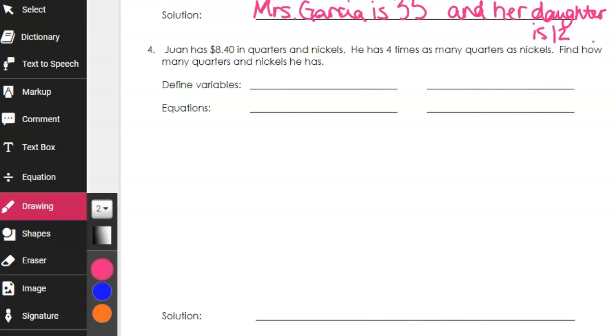Number 4 says that Juan has $8.40 in quarters and nickels. He has 4 times as many quarters as nickels. Find how many quarters and nickels he has. So down in my solution, in my complete sentence, Juan has a certain amount of quarters and a certain amount of nickels.